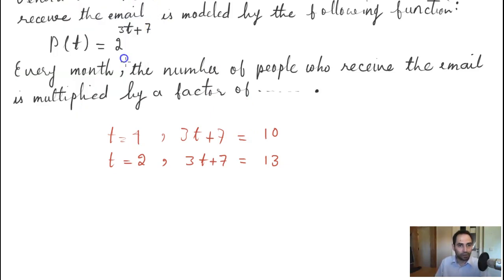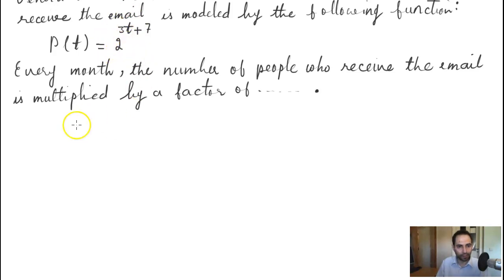So in order to solve that problem, I need to change the form of this function in such a way that I have only t as the index of this number. So the current form is p of t is equal to 2 raised to the power 3t plus 7.